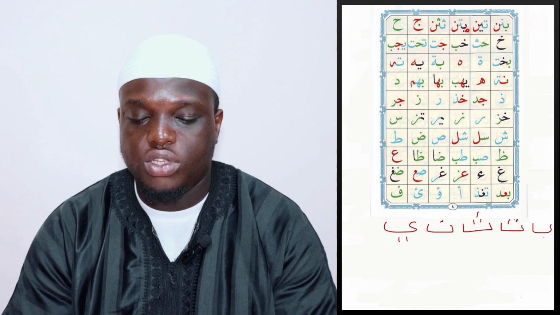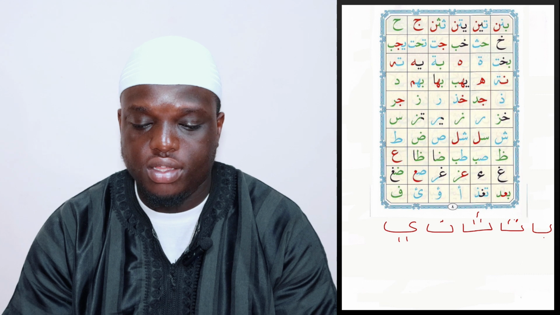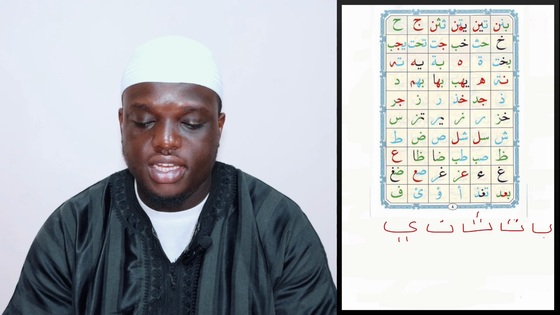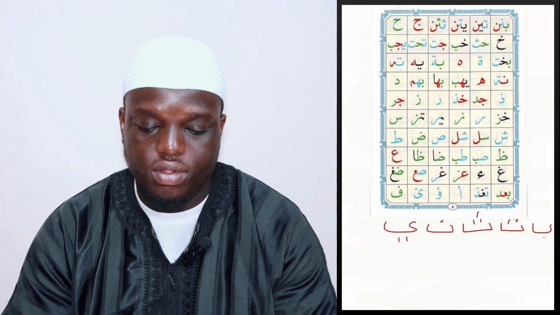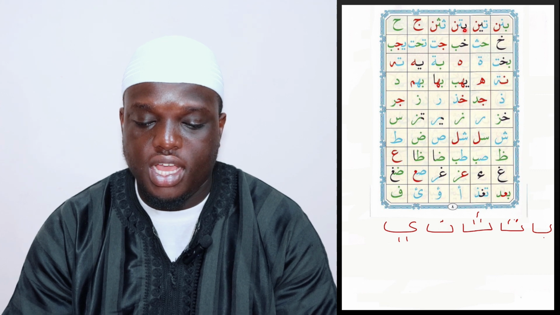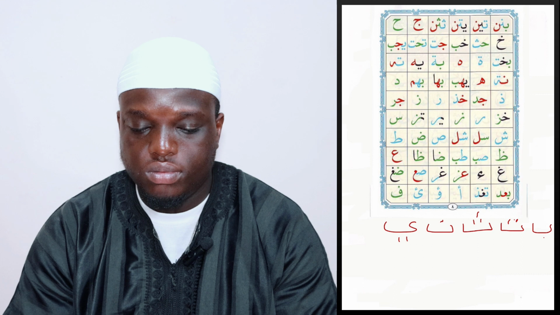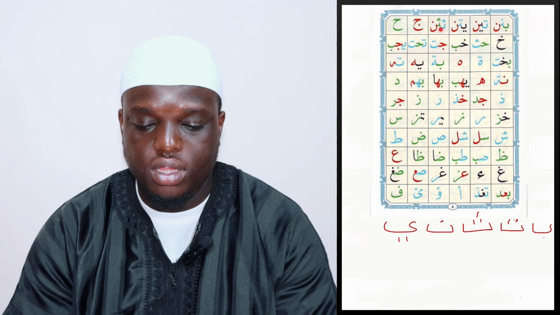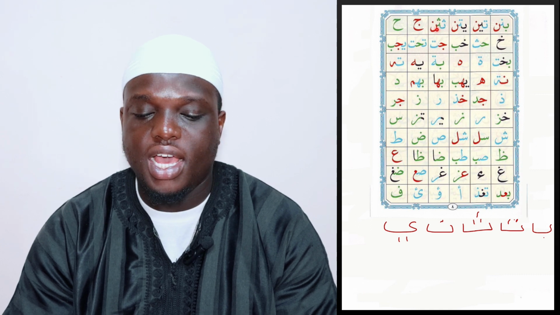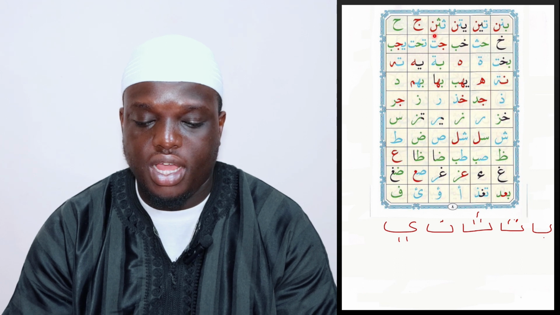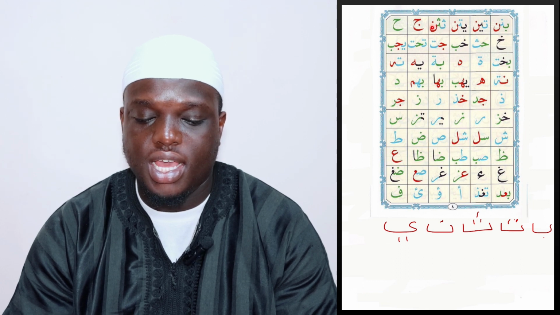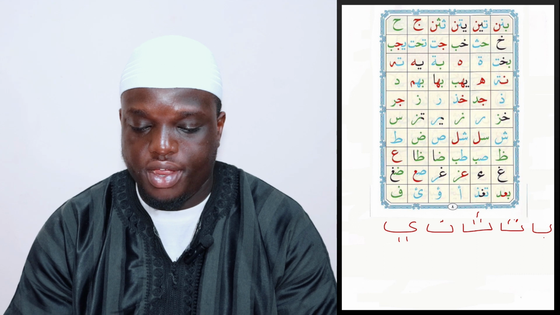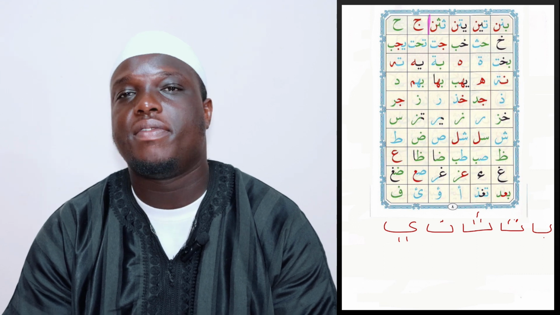Next one, we have two dots below and two dots on top, ya, ya. Last letter, noon. Three dots on top is tha. The same three dots on top, tha. Last letter, one dot on top, noon. MashaAllah. So now those are the Ba family. I just named them myself.